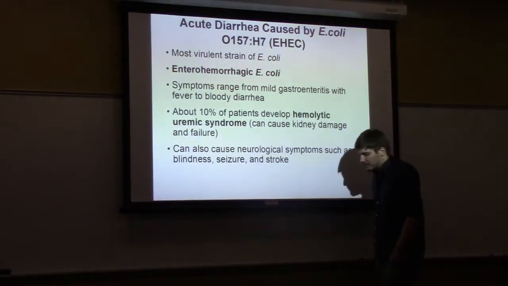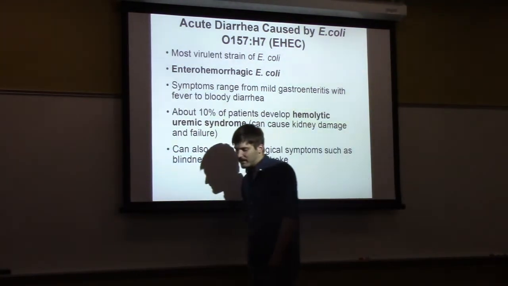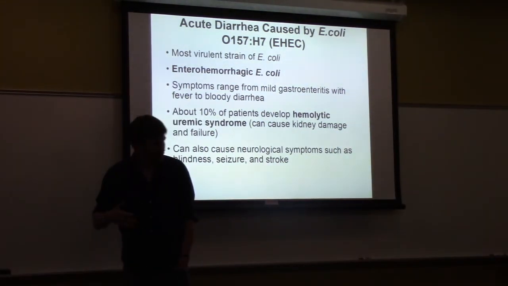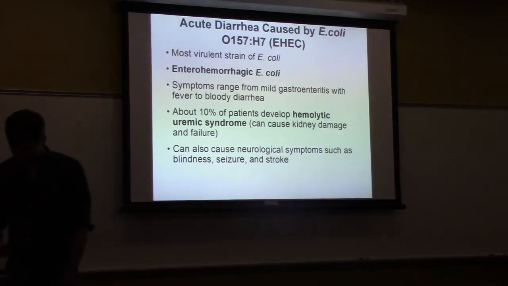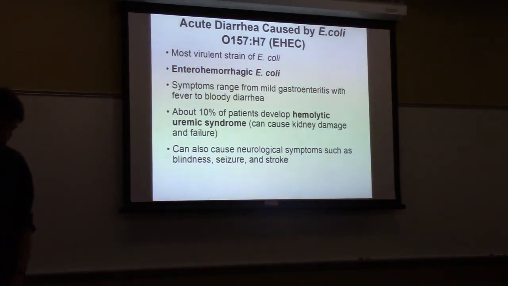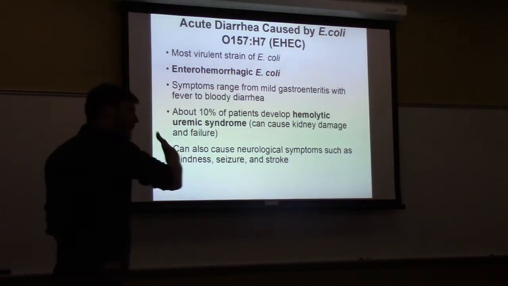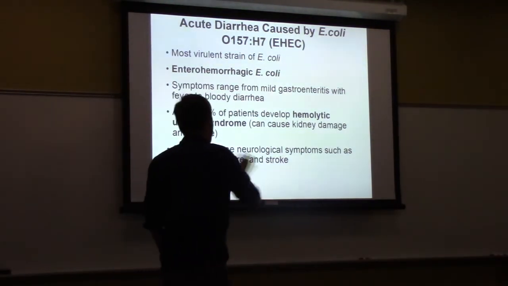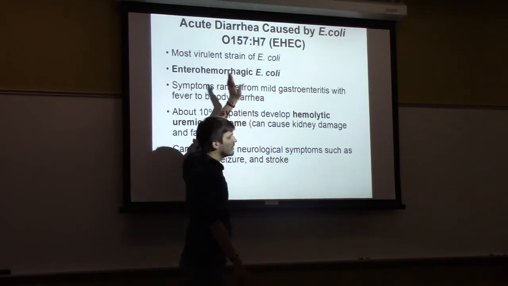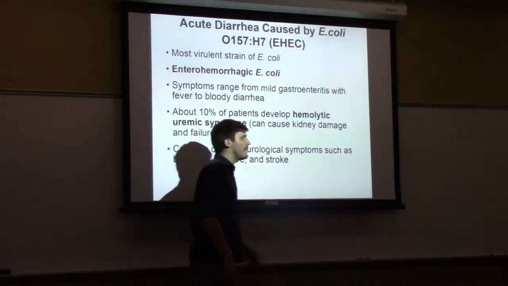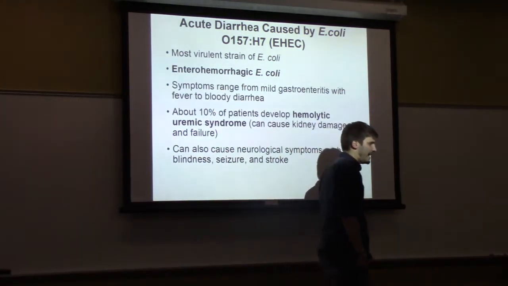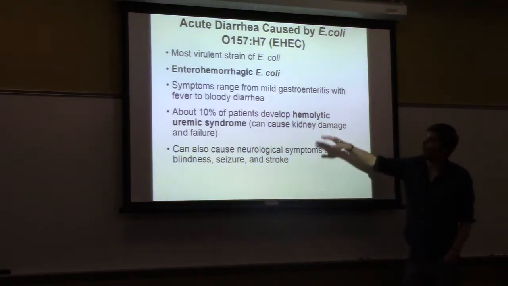E. coli. So E. coli is a normal commensal found in all of our guts. Okay, relatively healthy to have. However, occasionally E. coli can pick up virulence factors and become pathogenic. So there are many different flavors of E. coli that can become pathogenic. Your book talks about all of them, but we're only going to talk about one. Okay, and that is E. coli O157:H7, also known as enterohemorrhagic E.